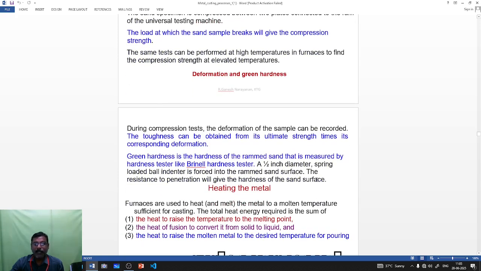Next, the deformation and green hardness. During the compression test, the deformation of the sample can be recorded. The toughness can be obtained from the ultimate strength times the corresponding deformation. The green hardness is the hardness of the rammed sand, measured by a hardness test like the Brinell hardness test, where a spring loaded ball indenter is forced into the rammed sand surface. The resistance to penetration gives the hardness of the sand surface.